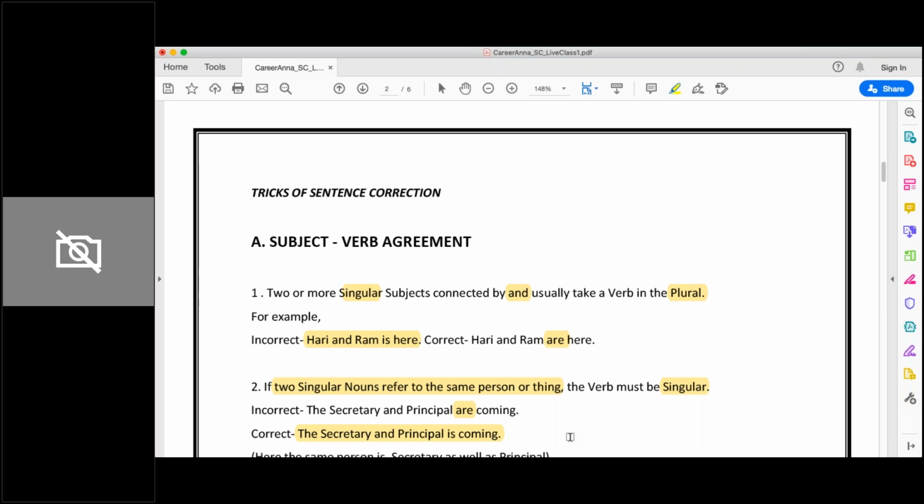But suppose Varun is secretary of a society and Varun is principal of a college, and I see Varun coming and I say that the secretary and principal dash coming. Now secretary and principal are two different singular nouns, but they are referring to the same person, Varun, and hence my verb must be singular. Is it clear now? Mohini, are you able to understand the difference between 1 and 2? Yes, sir.